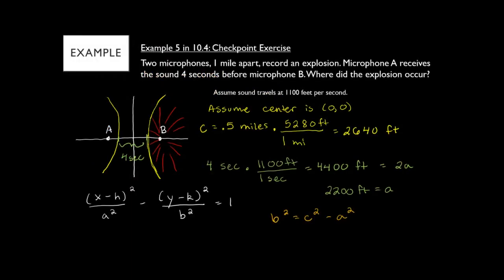We can kind of figure out whether it's on the left or the right branch based off of who got the sound faster. So microphone A got the sound before microphone B. So based on my picture, it's got to be on the left branch, but we don't know the exact ordered pair because we don't have enough information.